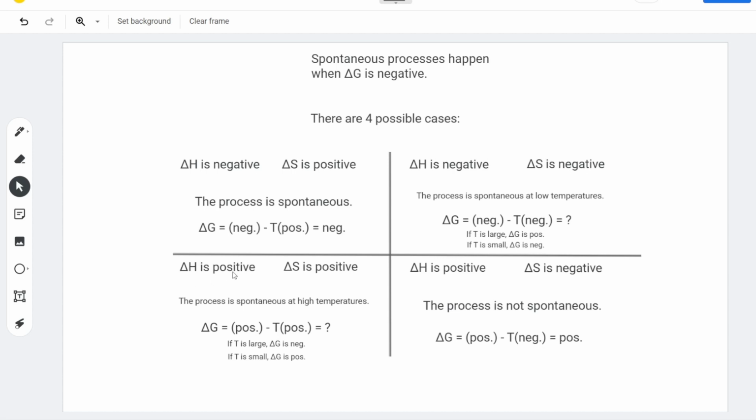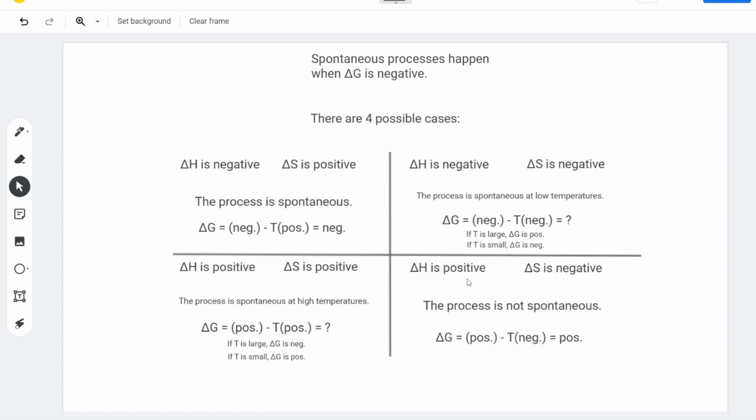If delta H is positive and delta S is also positive, then the process is spontaneous at high temperatures. This is because delta G will equal a positive number minus T times a positive number. So if T is large, that will make delta G negative. But if T is small, that will make delta G positive. So at high temperatures, the process would be spontaneous.